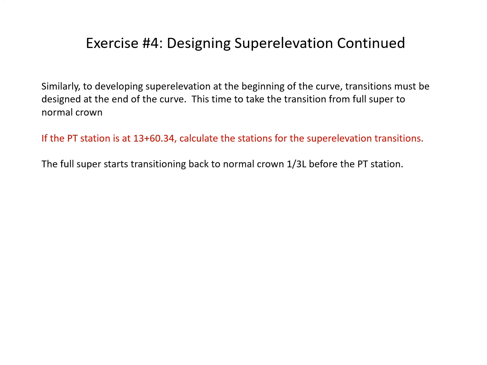The full super starts transitioning back to a normal crown at 1/3 L before the PT station. So section DD equals the PT station minus 1/3 L. If we plug in the numbers, we get the following value of 13 plus 19.67.